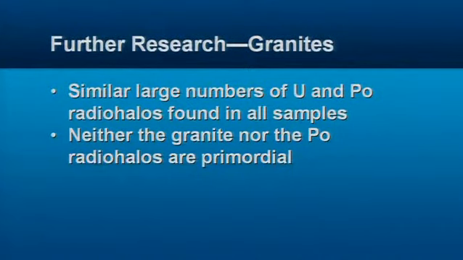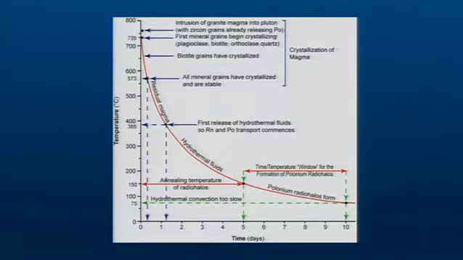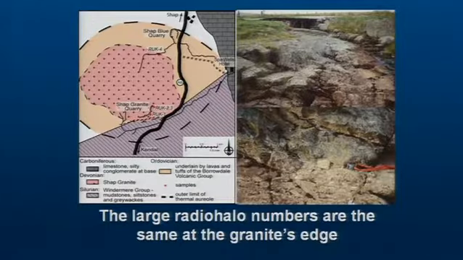And interestingly, similar large numbers of uranium polonium radiohalos were found in all samples. The granite isn't primordial, it was formed during the flood, and therefore the polonium radiohalos aren't primordial. They were formed after the granite formed during the flood, or as the granite formed during the flood. Again, with this diagram to show that it had to be as the granite reached the bottom of its cooling curve, below 150 degrees. Now, interestingly, the large radiohalo numbers were the same at the granite's edge as in the centre, in the more inward a bit.